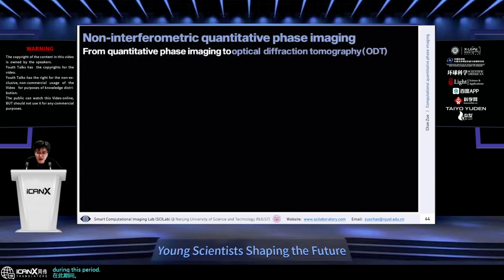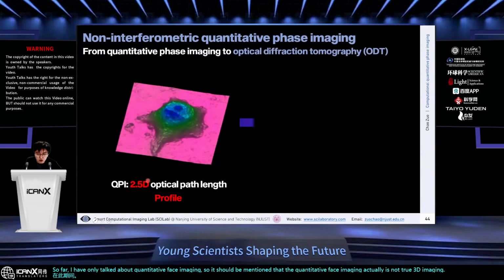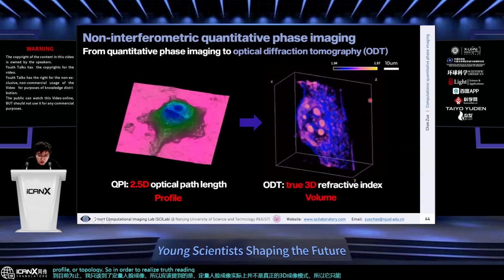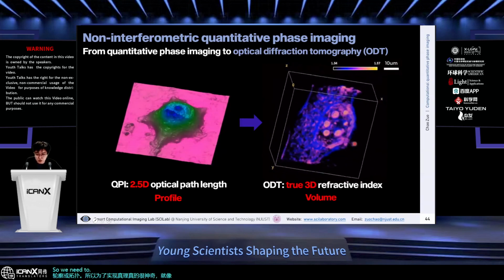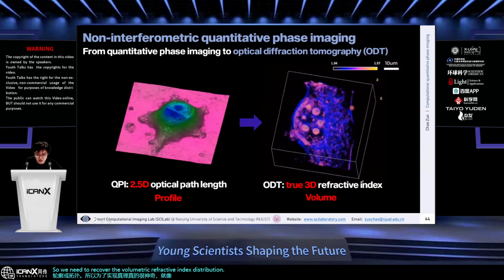So far, I have only talked about quantitative phase imaging. It should be mentioned that quantitative phase imaging is actually not a true 3D imaging modality. It can only provide cell profile or topology. So in order to realize true 3D imaging like confocal microscopy, we need to recover the volumetric refractive index distribution. So we need to use so-called optical diffraction tomography.